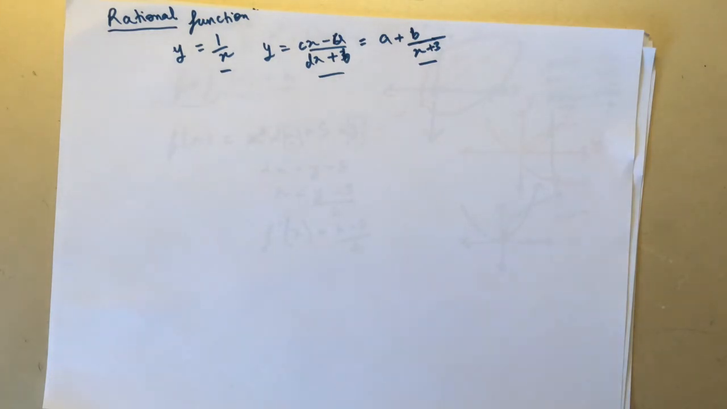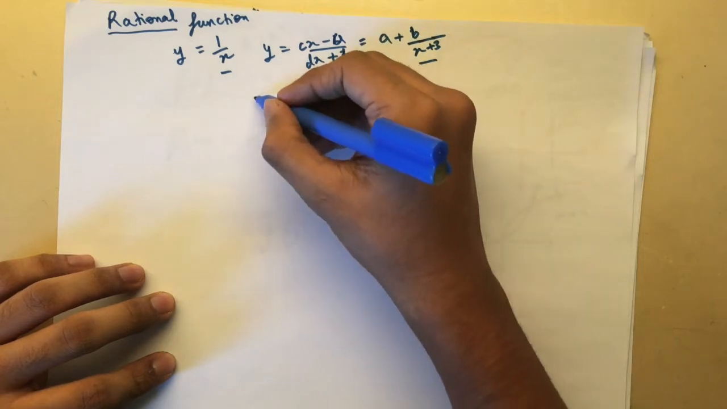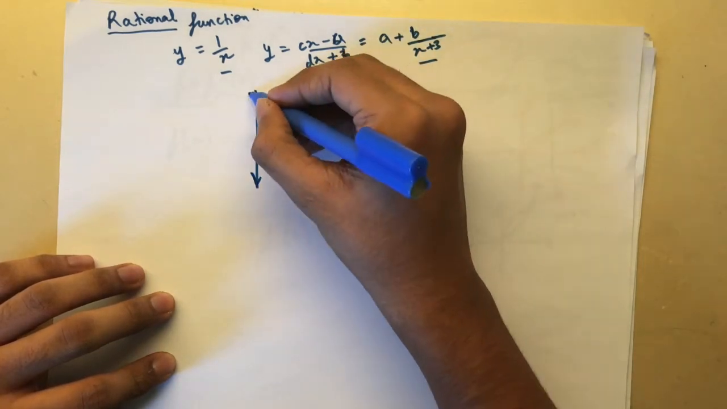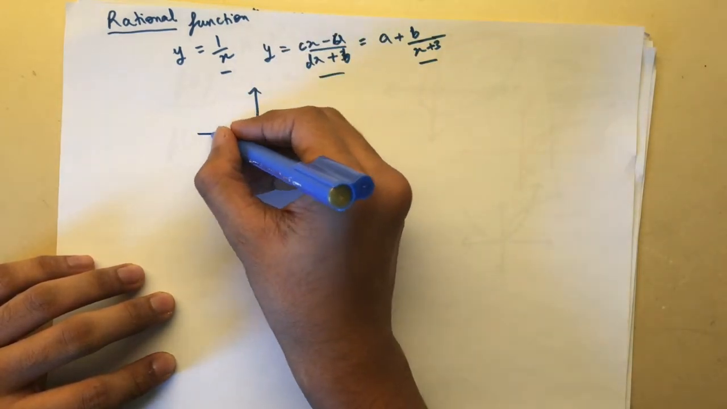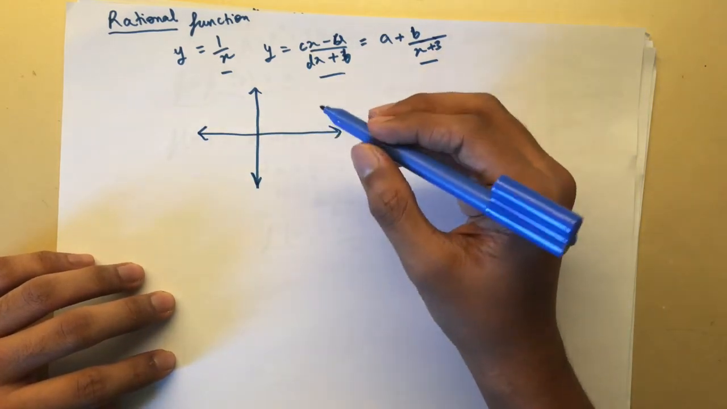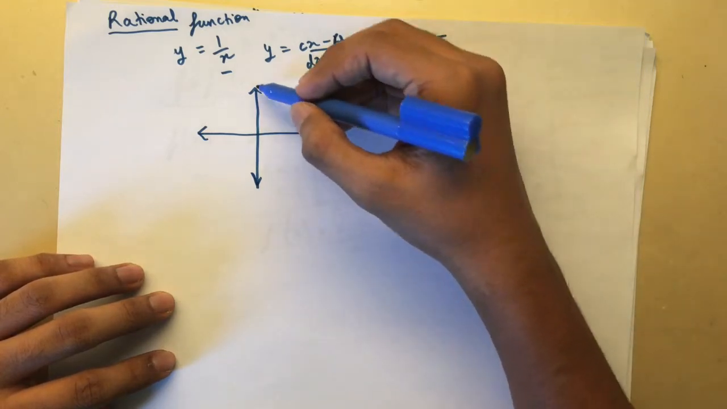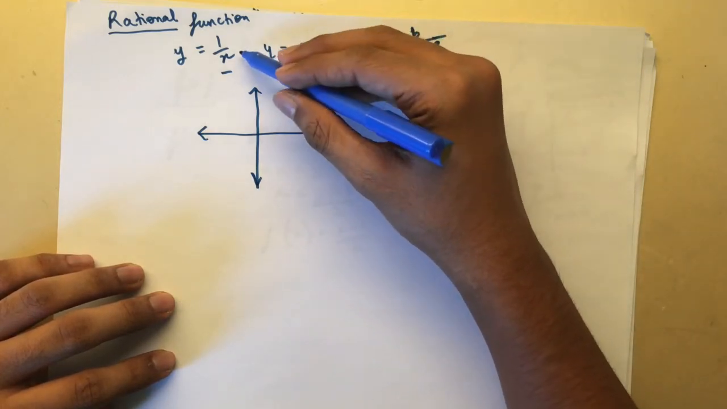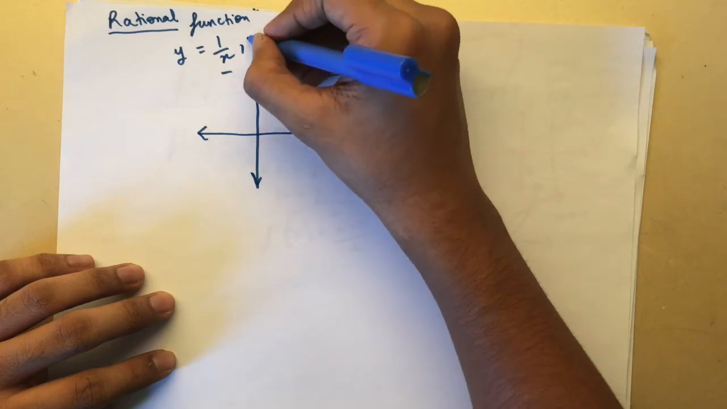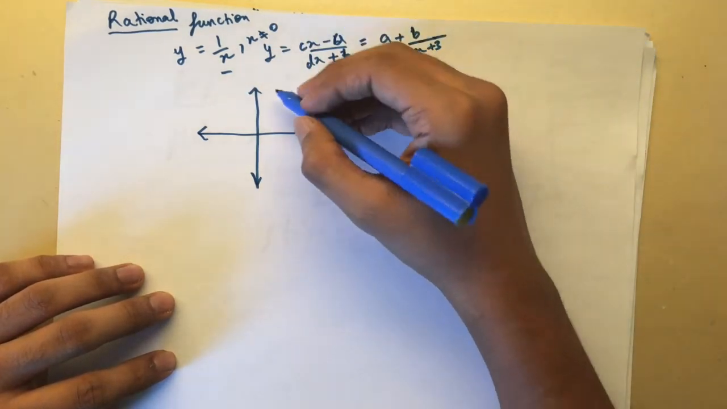And we just need to know what the basic graph of a rational function is. If we look at y is equal to 1 upon x, as you remember, we can never have the denominator be equal to 0. So the domain of this function is everywhere but where x is equal to 0.